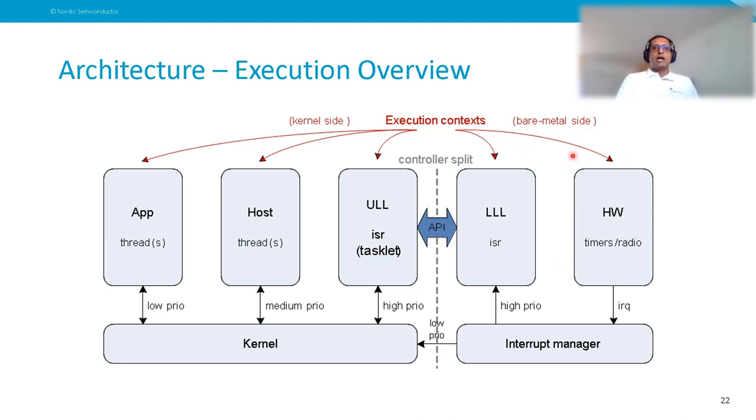The upper is implemented as threads and low priority ISR tasklets. The lower link layer is usually implemented by radio vendors and utilities that vendors provide, like HAL and low level implementations.